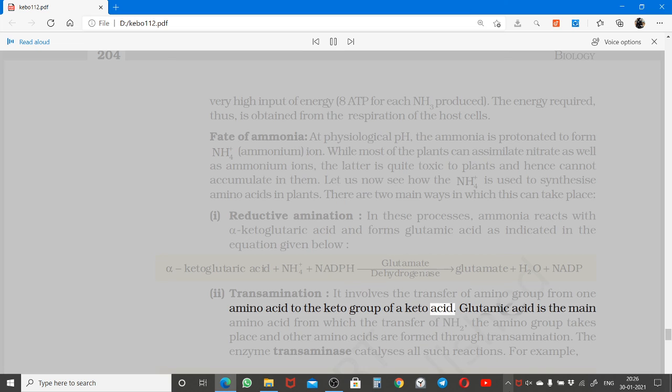a keto acid. Glutamic acid is the main amino acid from which the transfer of NH2, the amino group, takes place and other amino acids are formed through transamination. The enzyme transaminase catalyses all such reactions. For example, alpha-ketoglutaric acid + NH4+ + NADPH, with glutamate dehydrogenase, gives glutamate + H2O + NADP+.